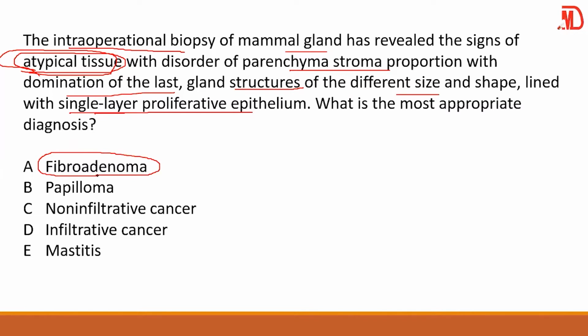which are characterized by stroma and epithelial tissue. They are characterized by stroma, parenchyma, and then epithelial tissue, single layer proliferative epithelium. So they consist of these two things, stroma and then epithelial tissue. So this is what is making us go for fibroadenoma. So your answer is A, fibroadenoma.